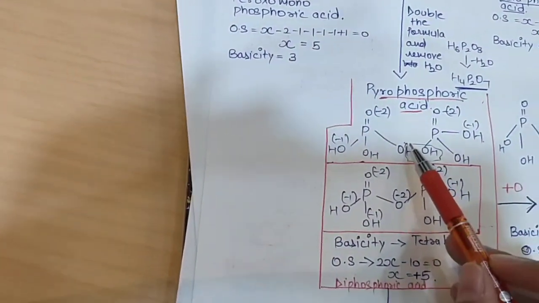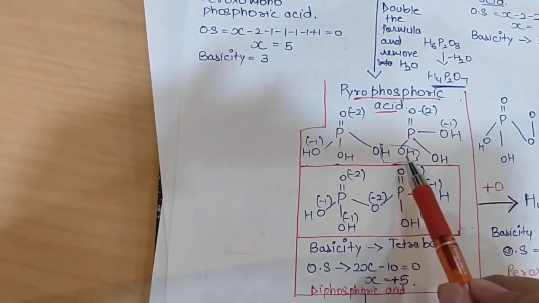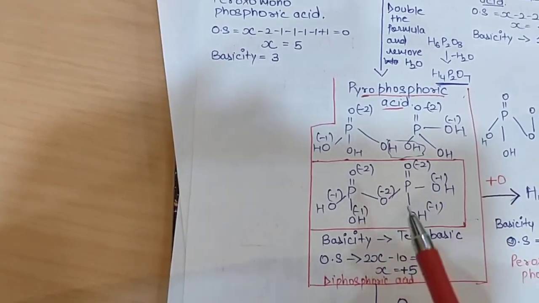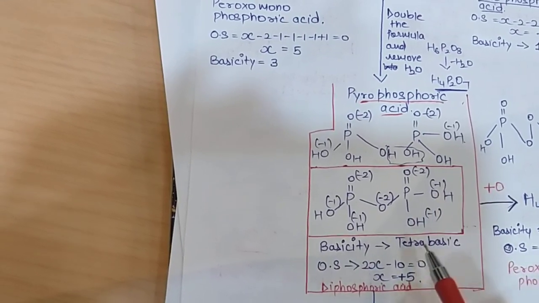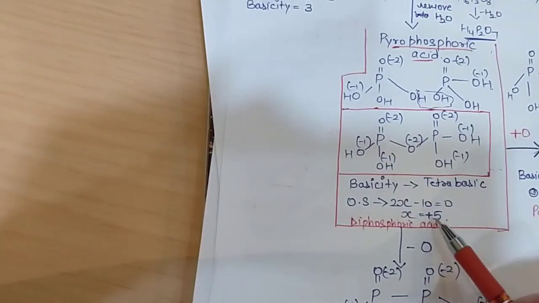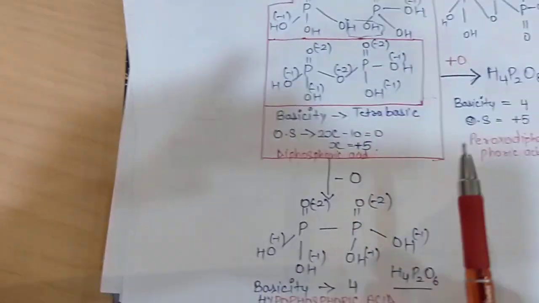Here I have shown how we remove the water molecule: one hydrogen from one phosphoric acid and the OH group from the other. This becomes a water molecule and is removed, and this phosphorus will get linked to this oxygen, and this is the structure of pyrophosphoric acid. From here we calculate the oxidation state, which comes out to be +5 as calculated earlier, and as there are 4 OH groups present, this is called a tetrabasic acid. Pyrophosphoric acid is also called diphosphoric acid, which is the other name for it.